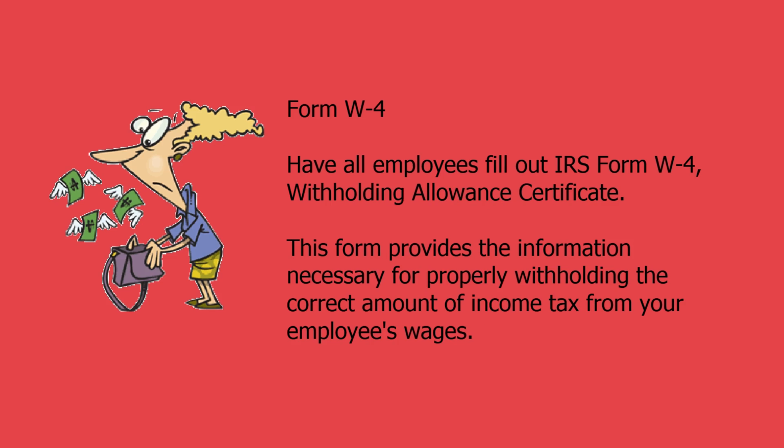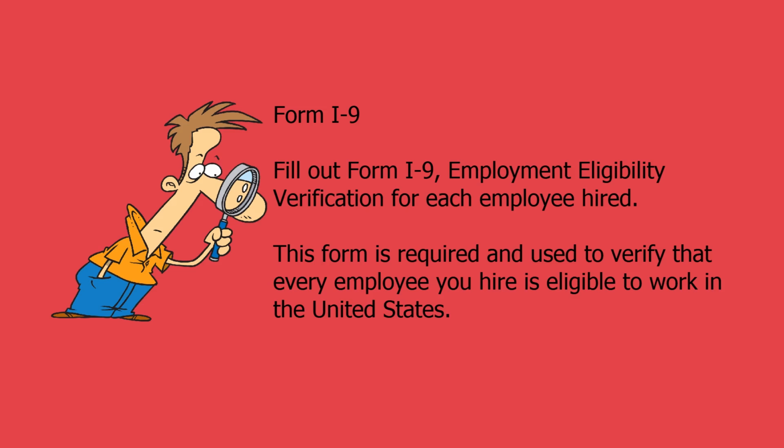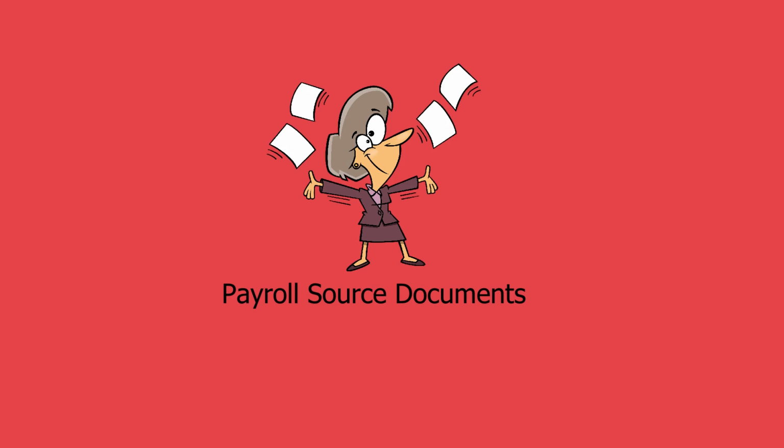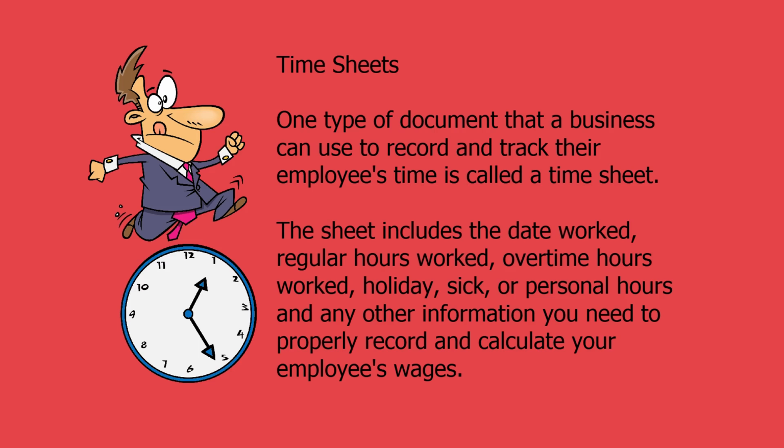Form W-4. Have all employees fill out IRS Form W-4, Withholding Allowance Certificate. This form provides the information necessary for properly withholding the correct amount of income tax from your employees' wages. Form I-9. Fill out Form I-9, Employment Eligibility Verification for each employee hired. This form is required and used to verify that every employee you hire is eligible to work in the United States.